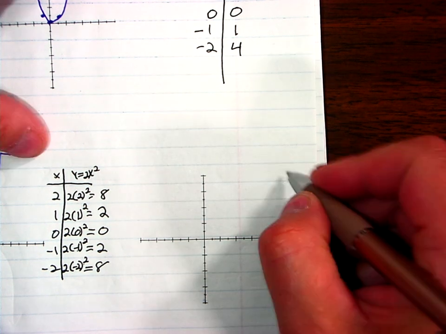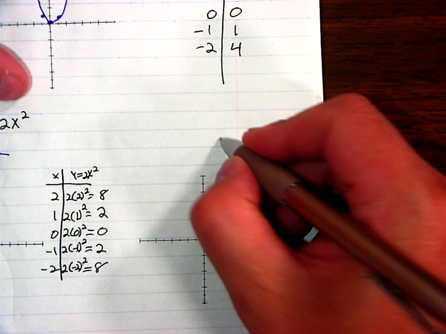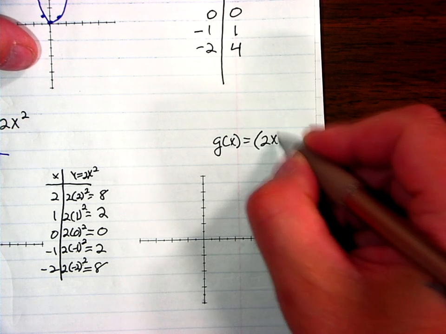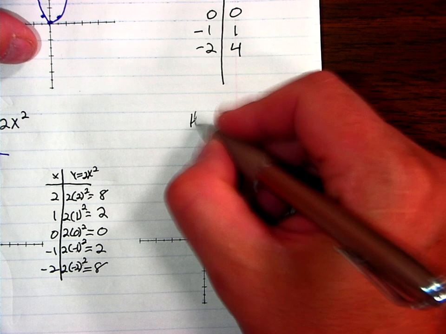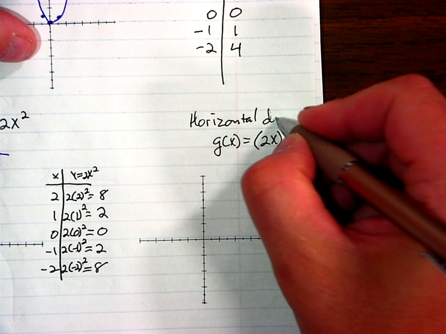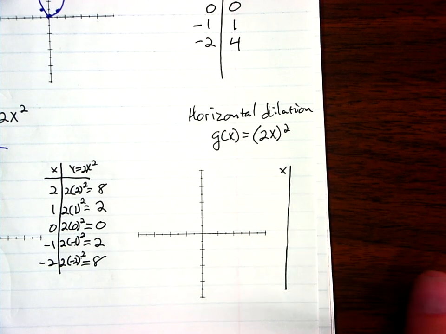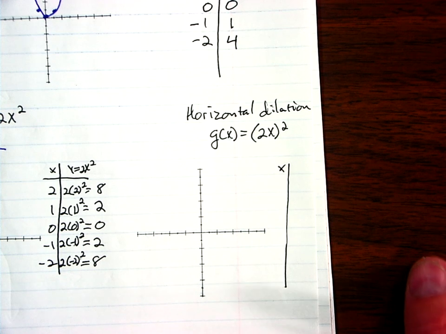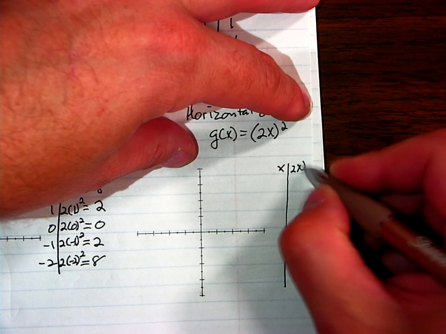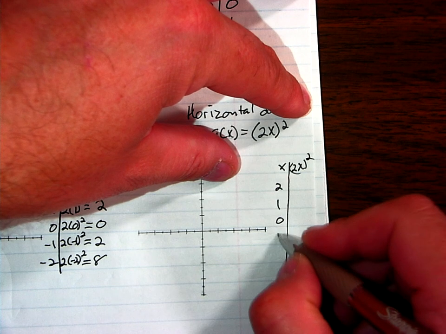All right, let's do our function table. This one is g of x equals parentheses 2x squared. And this is a horizontal dilation. So this one should be a push down, smush down graph. Keyword is should be. So let's use our same points: negative 2, negative 1, 0, 1, 2.